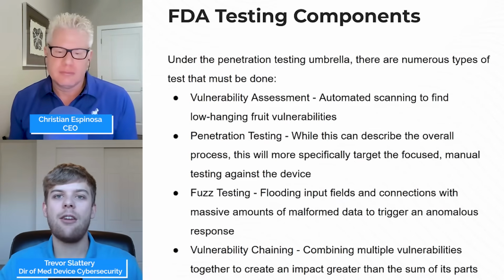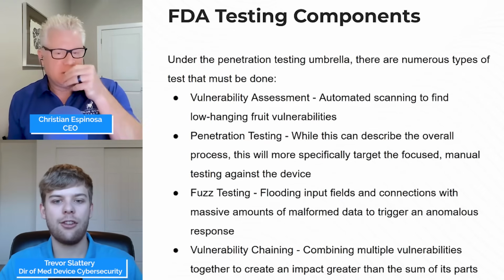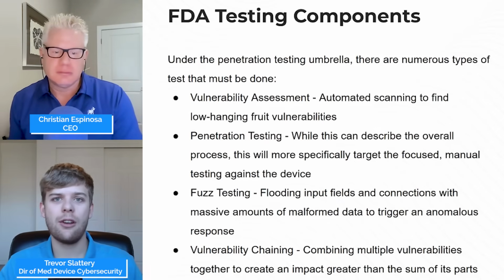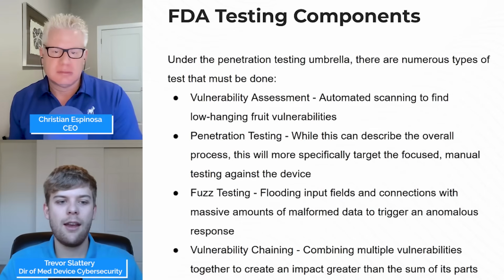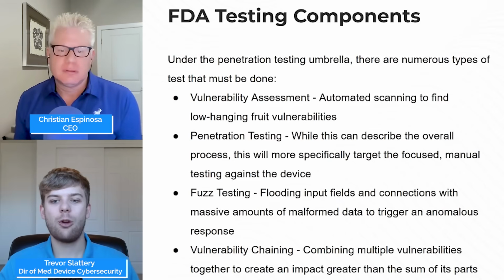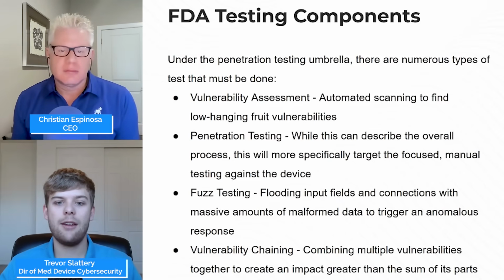It's just seeing how a device handles a bunch of strange connections to make sure that it's properly rejecting bad information. So this should be done against any input fields or any connections with massive amounts of data. Ideally, we're able to send hundreds of thousands, or in some cases, even millions of requests against all these input fields, against all these connections to really test and make sure that we have verified there aren't going to be any problems. The next thing that the FDA talks about under this penetration testing umbrella is vulnerability chaining. Now, this is a very important thing to look at. We're trying to see if we can combine several vulnerabilities to create an impact greater than the sum of its parts.